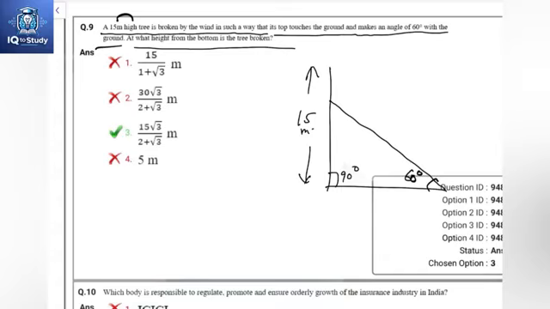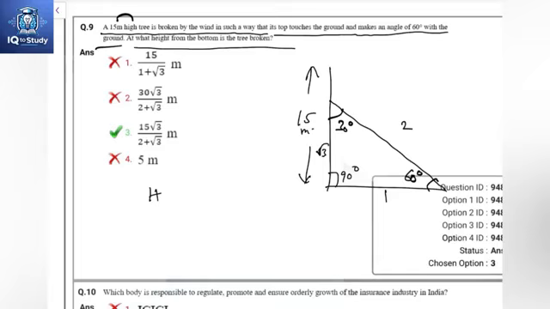We know that the sum of angles in a triangle is 180. If it is 60 here and a right angle at 90, the remaining is 30 degrees. Opposite to 60 degrees is root 3, opposite to 30 degrees is 1, and opposite to 90 degrees is 2.